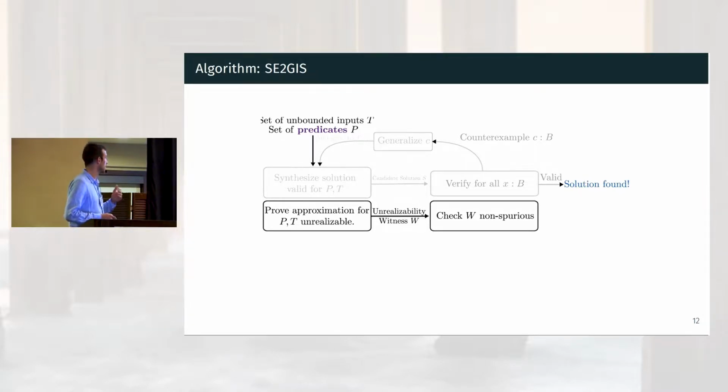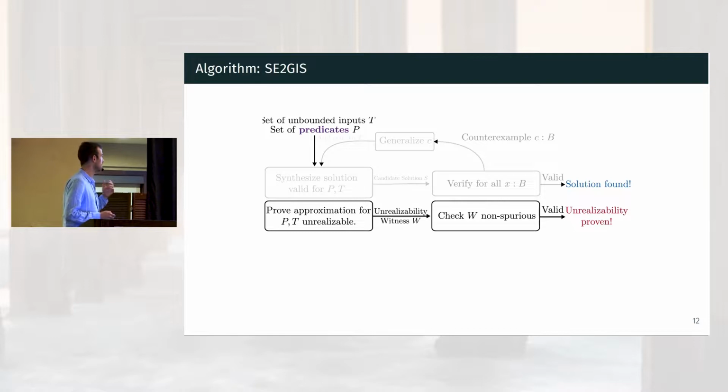And then we can check whether this witness is spurious or not. If it is not spurious, then we have proved that the recursive problem is unrealizable. And that's one other advantage of this method. Now we can do both unrealizability and realizability.